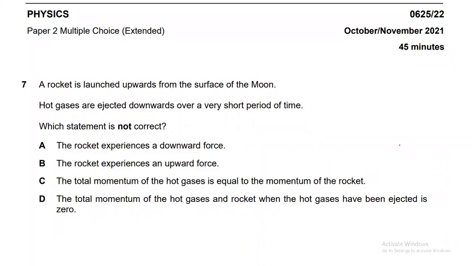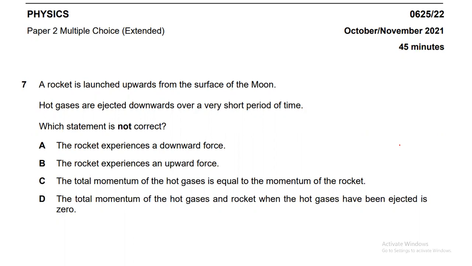October, November 2021, paper two. He says, question number 7. A rocket is launched upwards from the surface of the moon. Hot gases are ejected downwards over a very short period of time. Which statement is not correct?